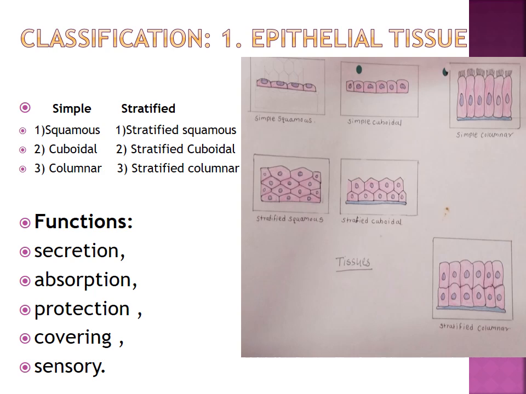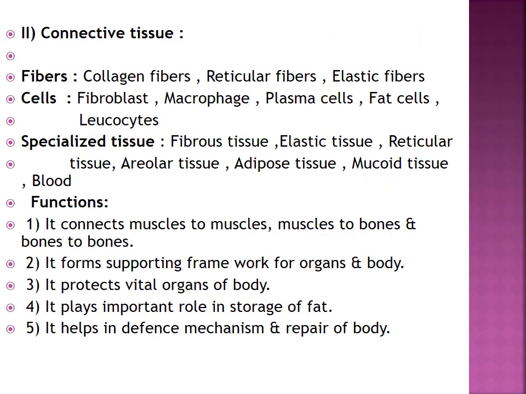Second is connective tissue. So mainly it is blood, that is liquid connective tissue, then fibrous tissue, elastic tissue, adipose, reticular tissue, and cartilage. So cartilage is of 3 types, hyaline, fibrous and elastic cartilage. So the function of connective tissue and cartilage is connecting systems, covering, protection and shock absorption by adipose tissue.